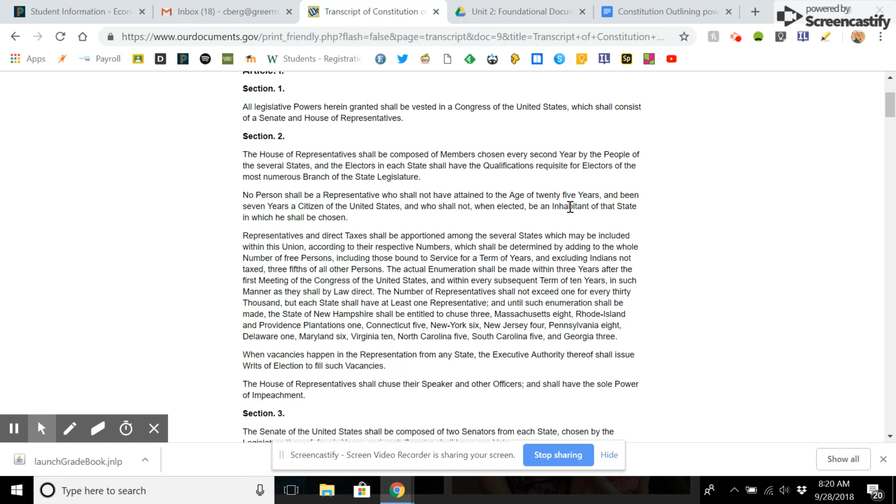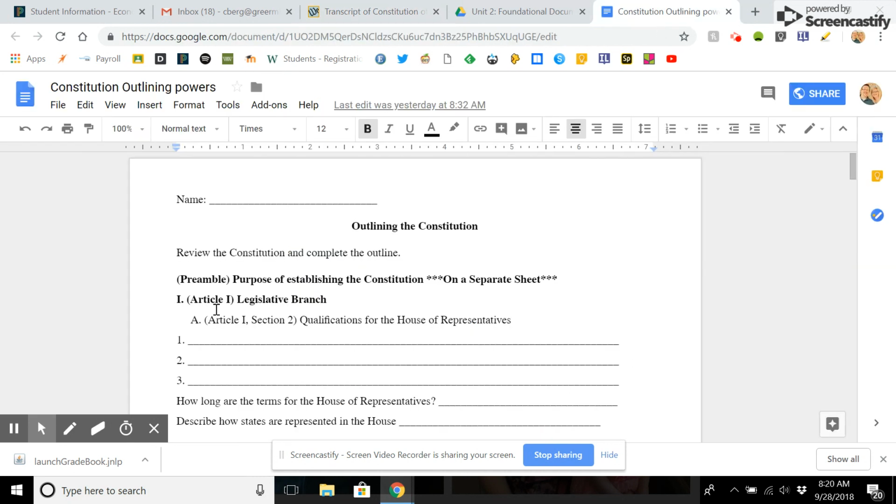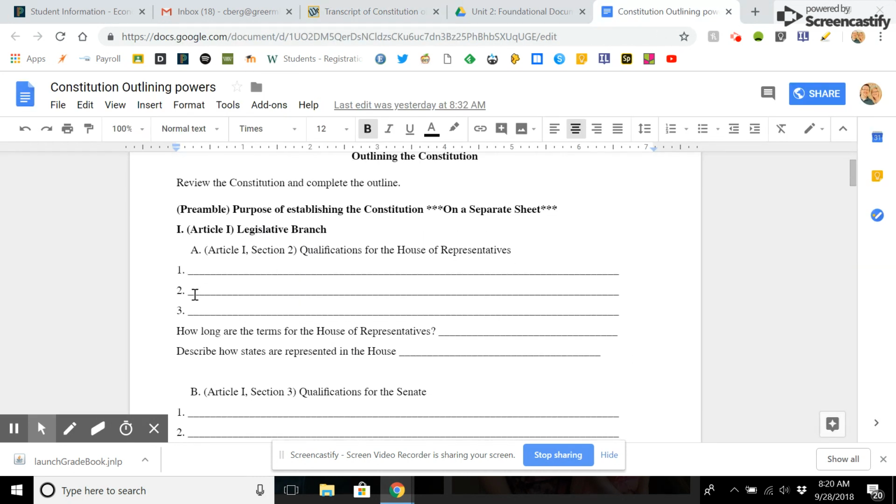So what does this mean? Does it mean they can't be 25 years old? Does it mean they can't be 7 years? No, there's a double negative here. See, no person shall who shall not. So it's a double negative, which means it's actually a positive. So they're saying they should be 25 years old. They should be a citizen for 7 years. They should be an inhabitant of the state where they were elected. So those are your three things: 25 years old, 7 years a citizen, and an inhabitant of the state.